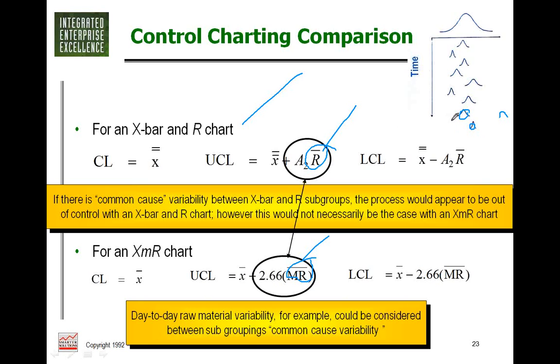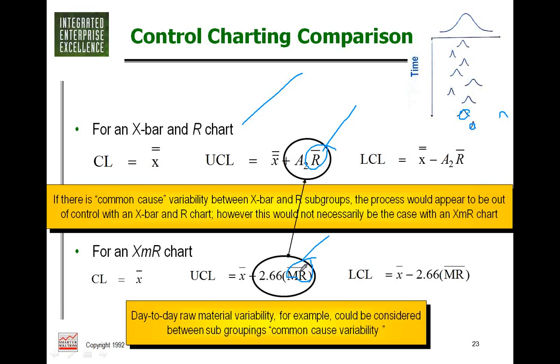So the variability between the subgroups has nothing to do with the X-bar and R control limits. That is a very big deal. People don't seem to talk about that very much. Whereas if you use the moving range, that is the variability between the subgroups. So that's why you can get very different pictures, because of how you're looking at it.